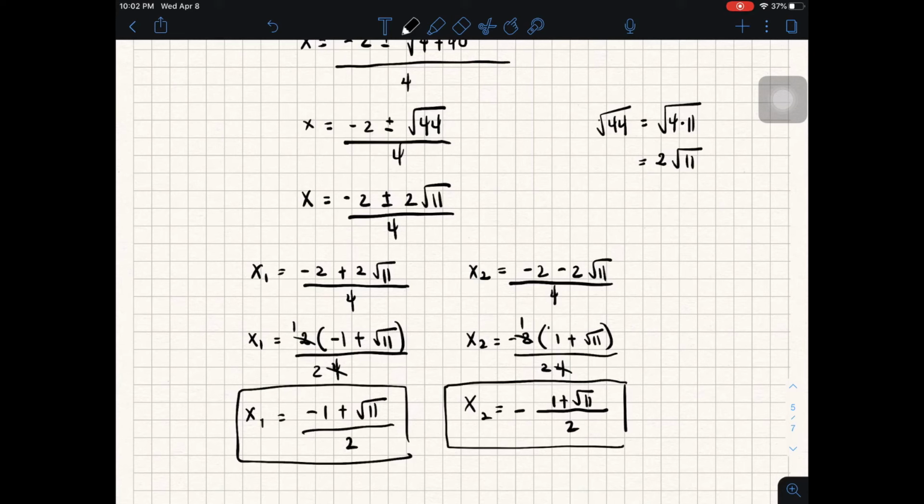So, I hope na natutunan nyo yung process kung paano gamitin yung quadratic formula, kung paano mag-solve ng quadratic equations.